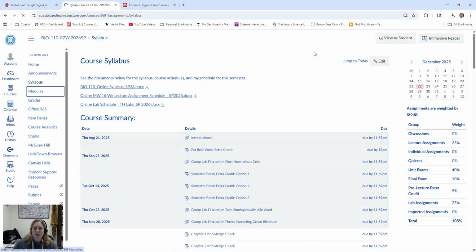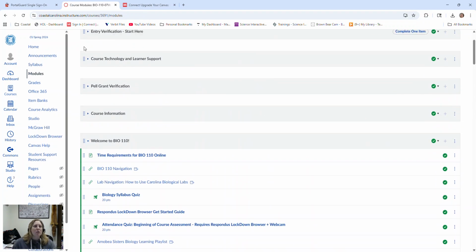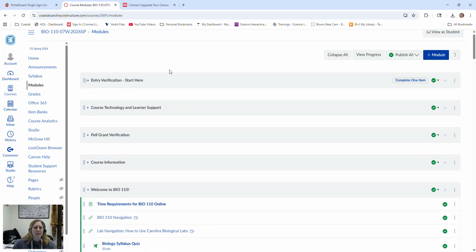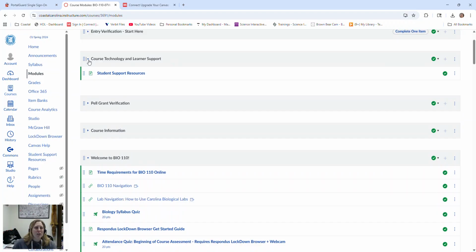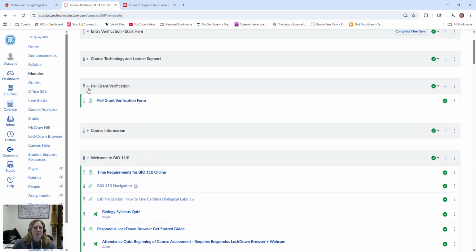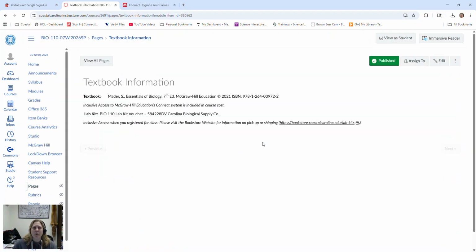But let's go into the modules and have a look at what you'll see if you're coming into Canvas. So you've all at this point completed your entry verification. Good job, congratulations. You'll see some information about student support services, Pell Grant verification, and then you'll see some course information. So if you're curious about any particular portion of the syllabus, one, you should look at the whole thing, but you're like, oh man, let me make sure I have the right textbook information. Go ahead and click in there.